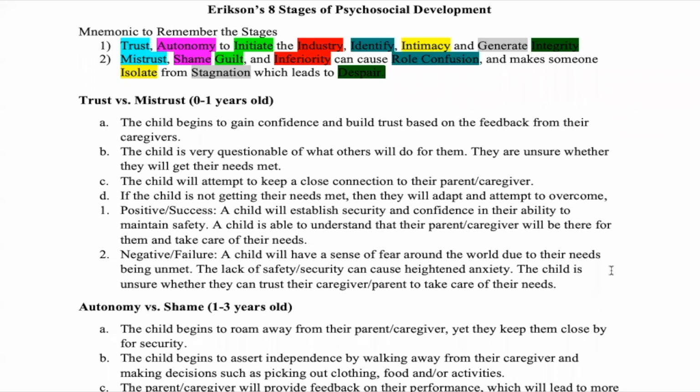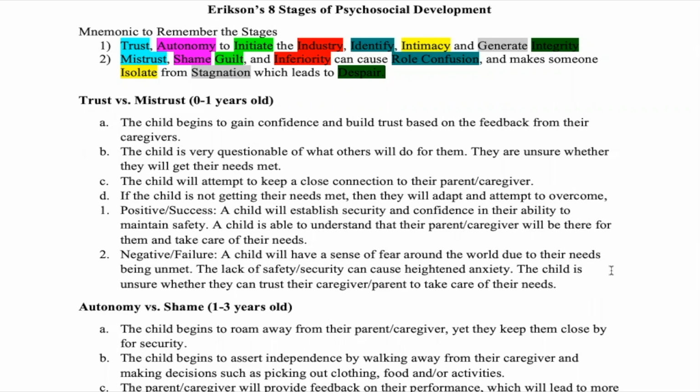So stated in a different way, this is where the child begins to gain confidence and build trust based on the feedback from their caregivers. So the child is very questionable of what others will do for them. So they are unsure whether they'll get their needs met or not. So we have a child that is crying and alerting the parent that my diaper is wet, I need to be changed. Trust is that the child's like, wah, wah, and the parent is going to change their diaper or feed them in some way, shape, or form.